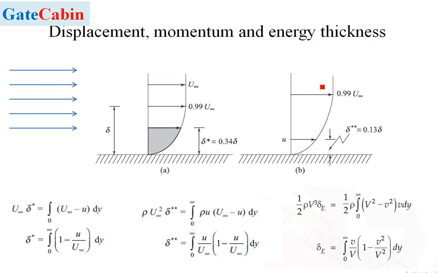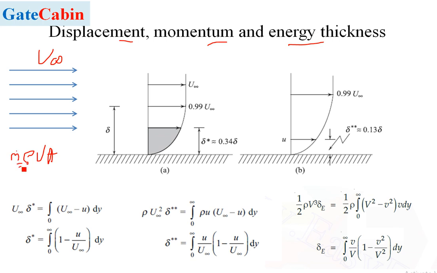Then there are three important things that we consider when we investigate the boundary layer in detail: displacement thickness, momentum thickness, and energy thickness. So what is displacement thickness, what is momentum thickness, and what is energy thickness? Displacement thickness is related to the loss of mass flow. Technically, mass flow rate is given as rho u A, that is how we calculate mass flow rate.